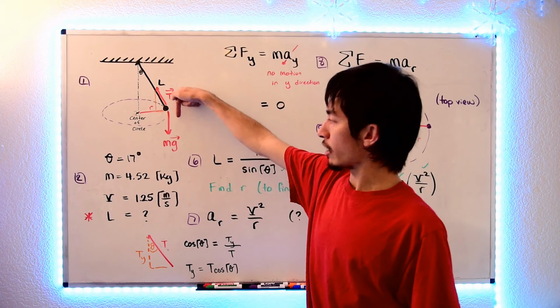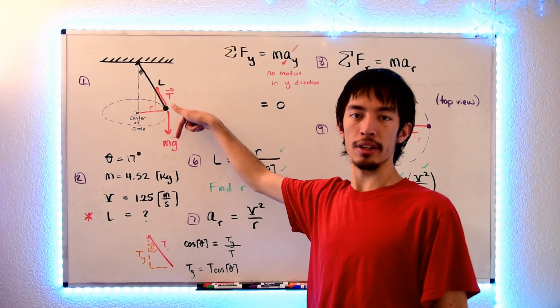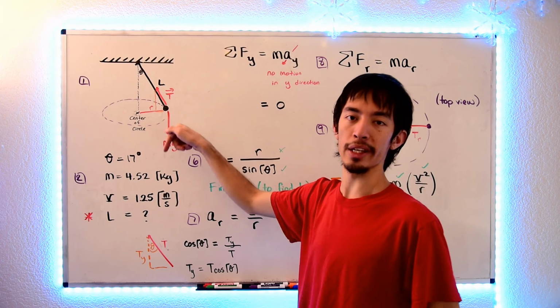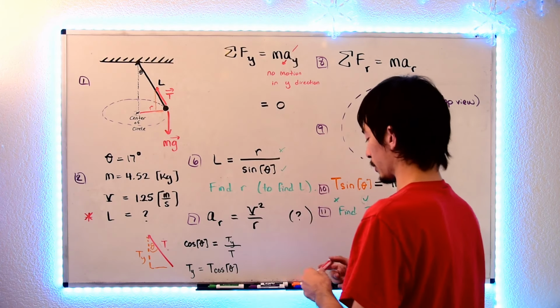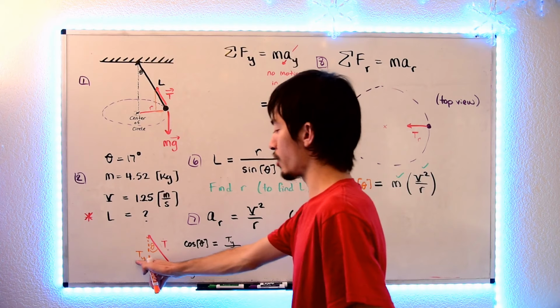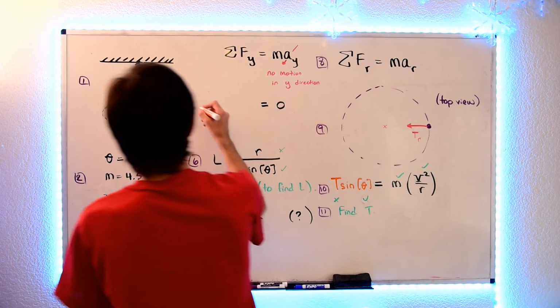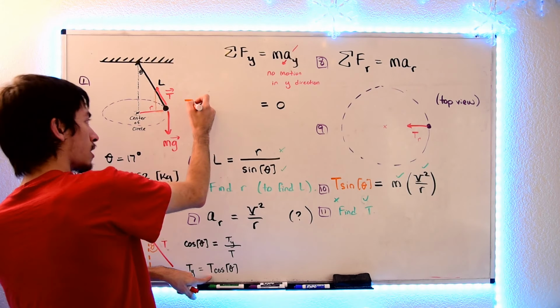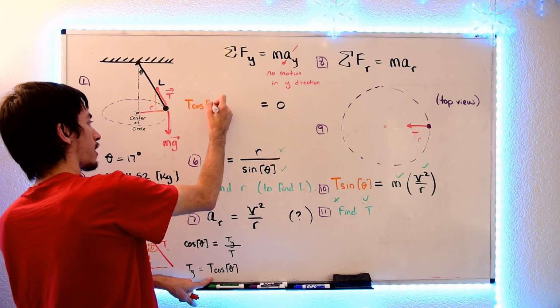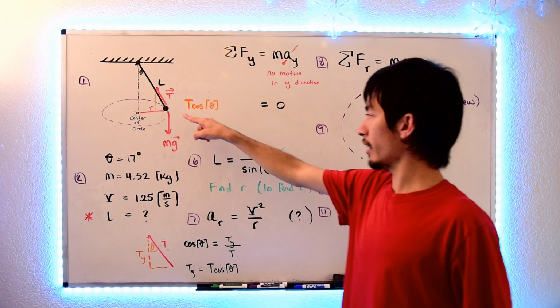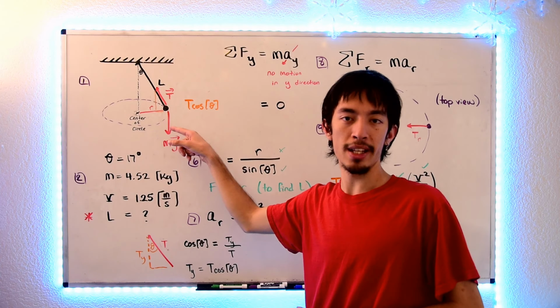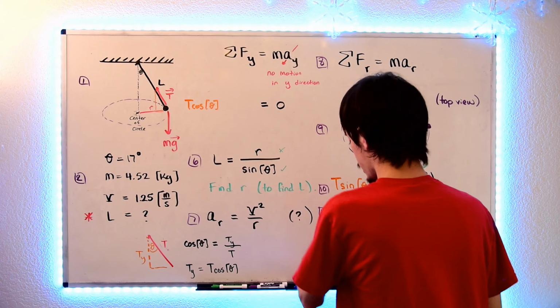Because the weight already points down, the y component is the whole thing, so we just use mg. So how we're going to write this is, first, Ty is in the positive y direction, so we're going to say positive T cosine theta. That's the first thing. The second thing is the weight pointing down, which means it's negative, so we should write minus mg.